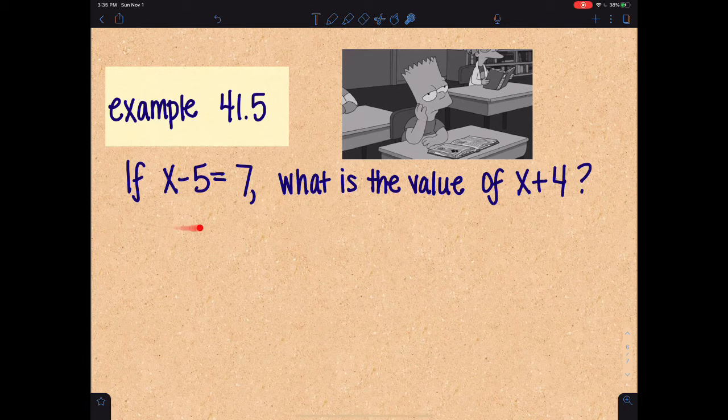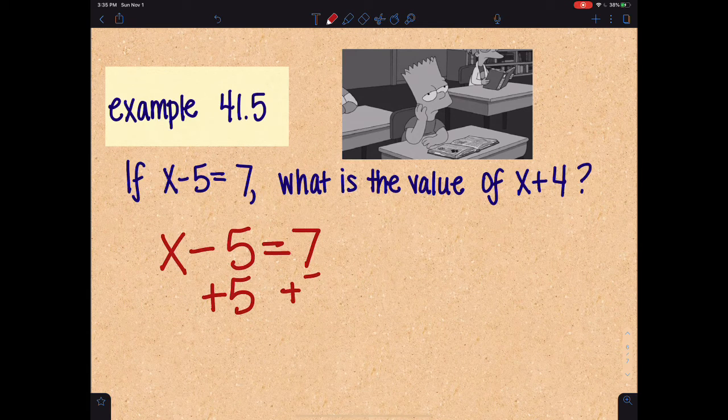If x minus 5 is 7, what is the value of x plus 4? It's a two-step problem. You got to do first things first. Don't take shortcuts. Show me your work. Please show me your work. Because if you get these wrong, I don't know why you're getting them wrong if you just write x is 10 or whatever. So please show me your work.